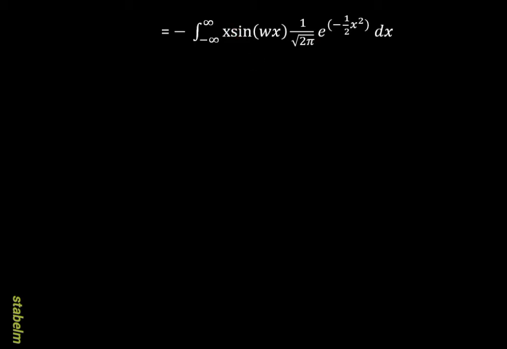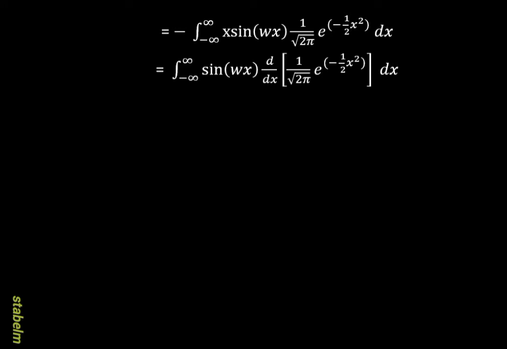Now since we have the derivative of the characteristic function here, this line now will become the integral from minus infinity to positive infinity of sin wX. Now we're going to differentiate this. We say d over dw of 1 over square root of 2 pi, exponential raised to the power minus 1 over 2 multiplied by x squared, then dx.